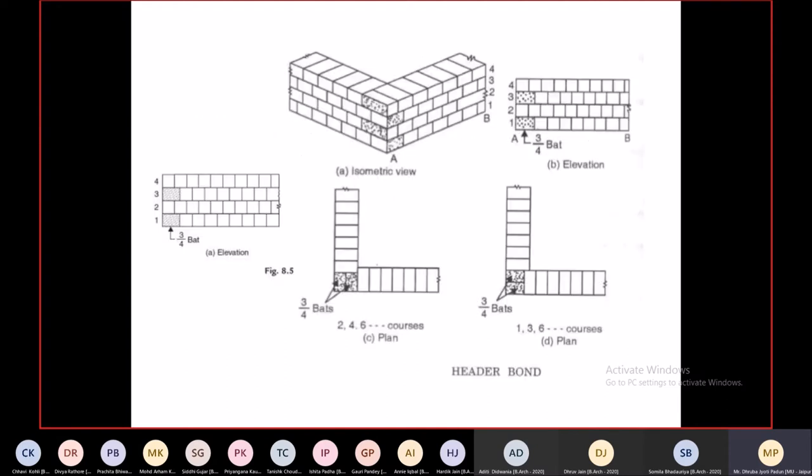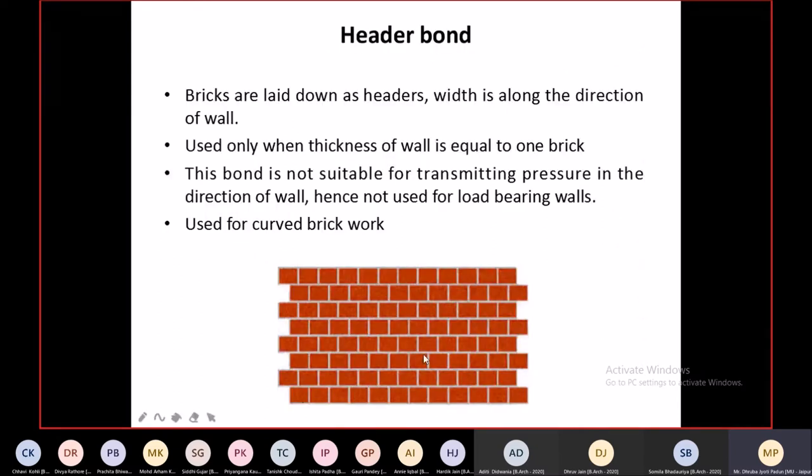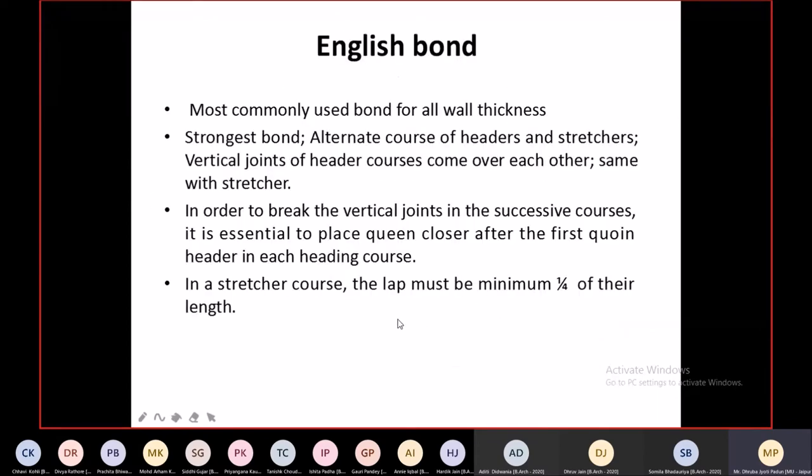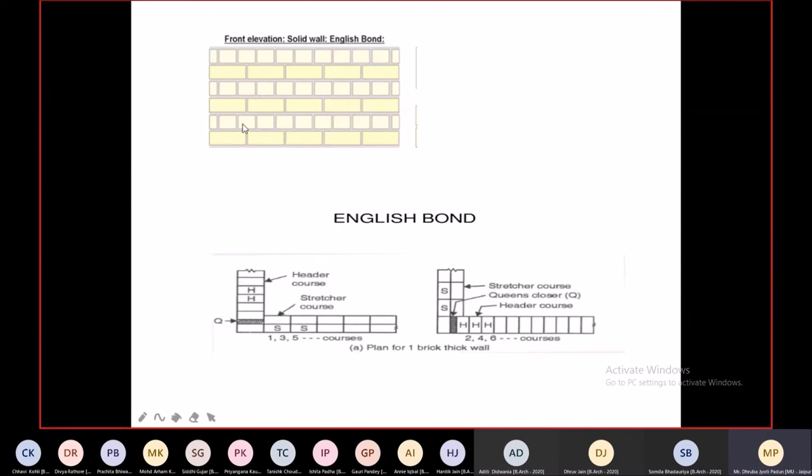So what happened in the case of the header bond, we could see the headers. In the stretcher bond, we could see the stretchers. But in the case of this particular English bond, you'd be able to see headers as well as stretchers. So one layer would consist of all the stretchers, and then the next layer would consist of all the headers, correct? So alternate layers of headers and stretchers. If the first layer is stretcher, the second layer would be header, then the third layer would be stretcher, then the fourth layer would be again the headers. So alternate courses of headers and stretchers. So this becomes our English bond.